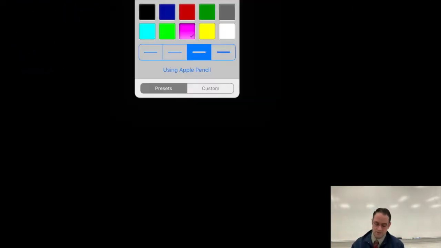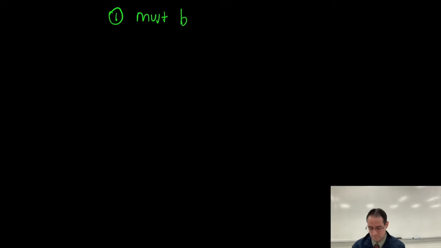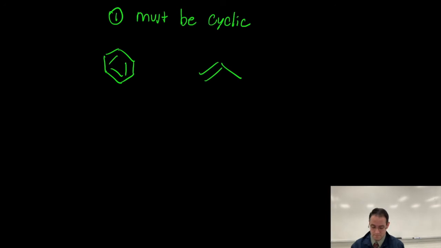So there's a number of criteria. Criteria number one, okay, is that you must have a ring. Okay, so if I have benzene, this molecule has the opportunity of being aromatic because it's in a ring, okay? This is not cyclic.